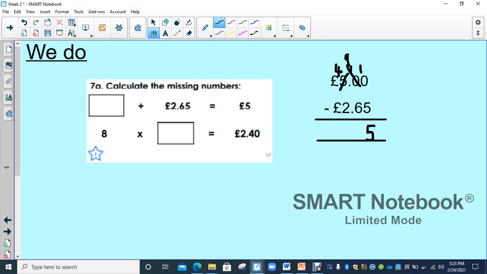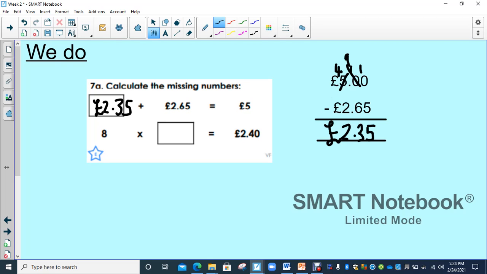Now remember guys that I've got a 9 here, so 9 take away 6 equals 3, decimal point, and then 4 take away 2 equals 2. So I now therefore know that £2.35 add £2.65 equals £5.